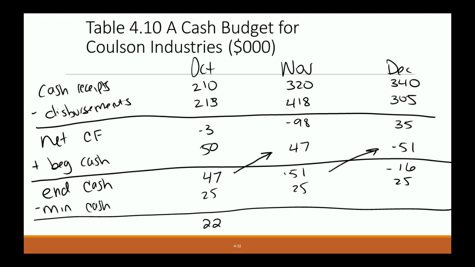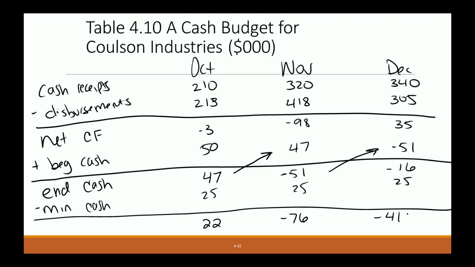In November, we had a -$51,000 cash balance, and we needed an additional $25,000 on top of that. So we are a -$76,000. That means that we need financing of up to $76,000. In December, we had profitable operations, and we reduced our negative number from -51 to -16. But we still need $25,000 in our cash drawer, so we still have a -$41,000.